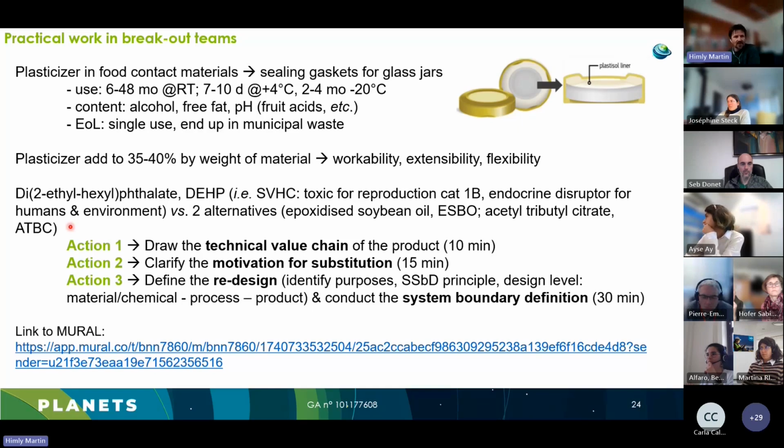And we are going to be conducting 3 actions. The technical value chain definition, which is action 1 in our scoping phase, the upper leftmost green area action item. We keep about 10 minutes for that. Then we come back here to the plenum.